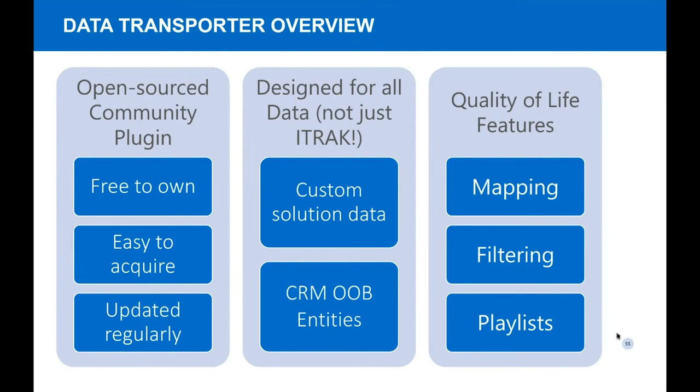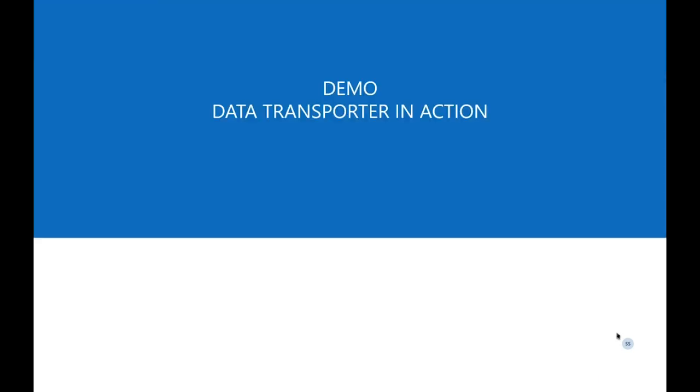Finally, there's going to be some quality of life features that we're going to go over in the demo in order to help you use this tool right away. We're going to be showing how to use the mapping in cases where you have differing parent records from environment to environment, how to use the filtering to transfer records between environments of differing versions, as well as how to use playlists, which automate the transfer of multiple record types in order to solve a functional problem.